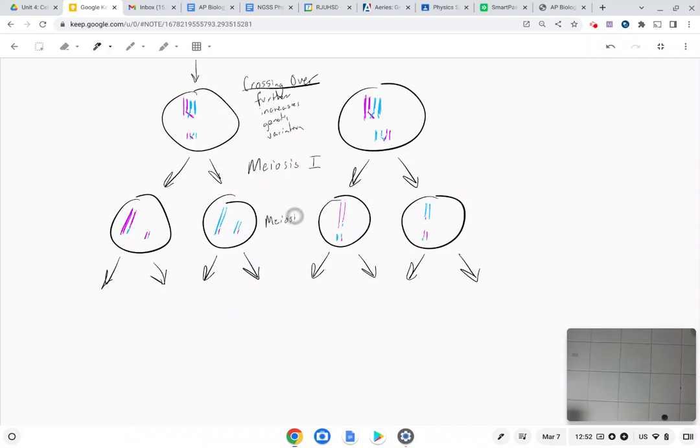Meiosis 2. All right, I think you guys can do the rest. I'm gonna draw it, but you're capable of showing me the products. We're gonna go ahead and say that these are sperm cells.